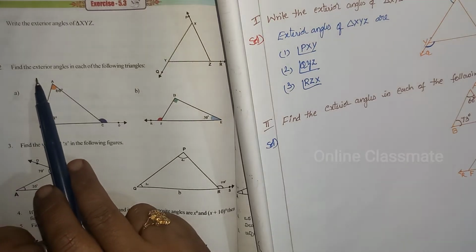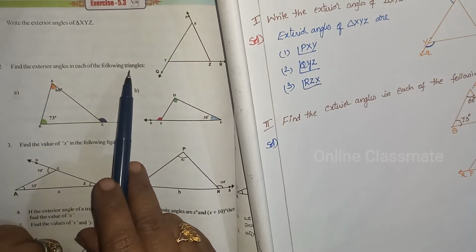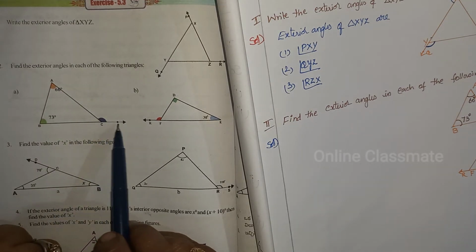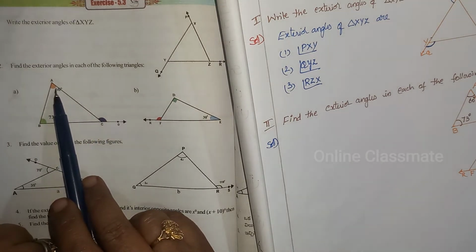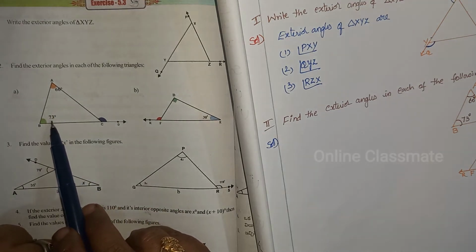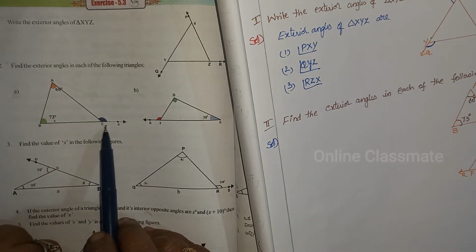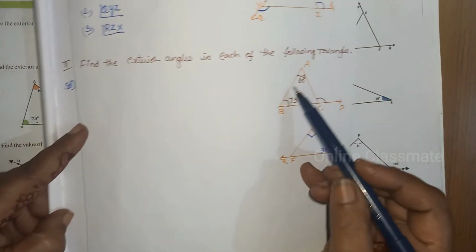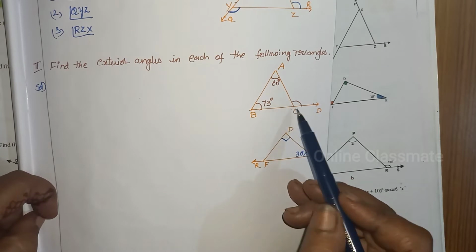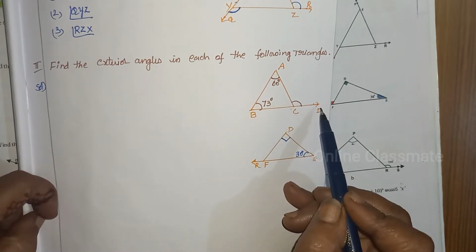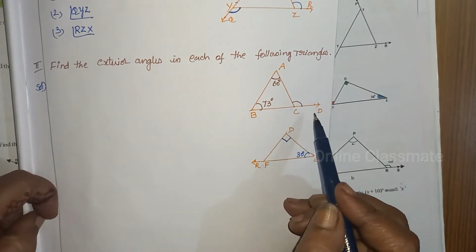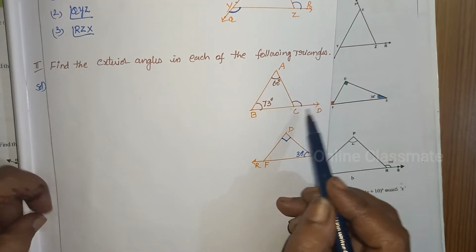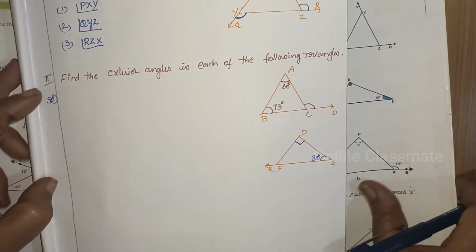Second sum, find the exterior angle of each of the following triangles. First one, ABC is a triangle with BC extended to D. Here angle A is 60 degrees, angle B is 73 degrees. Find the exterior angle ACD. Here I draw the figure. Triangle ABC, BC extended up to D. Outside angle is formed, ACD. Write what is the exterior angle.